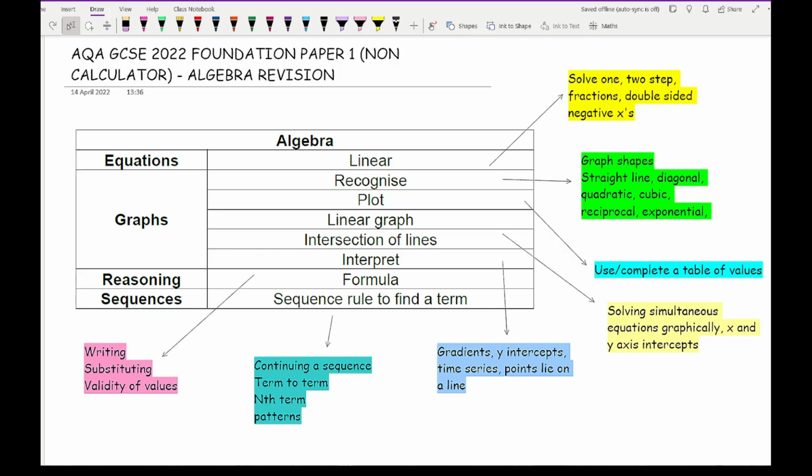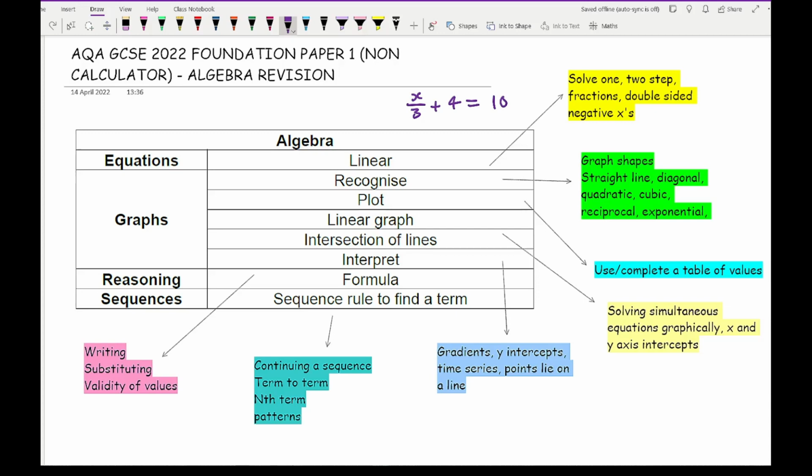So looking at the first one, in terms of equations, linear. Here you're probably looking at being asked to solve either a one-step, a two-step, or an equation involving fractions. So for example, something like x over 3 plus 4 equals 10, let's say. You could have a double-sided equation. You could also have an equation that involves negatives. Now, it could also appear as a multiple choice question, and it could appear more than once. So just be wary of that.